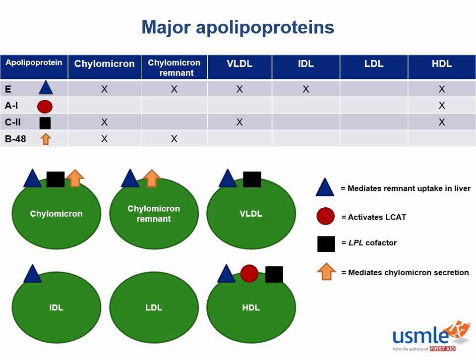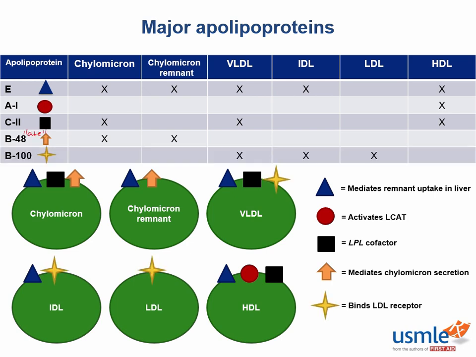Next up, we have apolipoprotein B48. Now this mediates chylomicron secretion, so it's only found on chylomicrons and their remnants. Another important point here is that it's only found on lipid particles that are originating from the intestines. A good way to remember this is that the last part of ApoB48 sounds like the word 8.